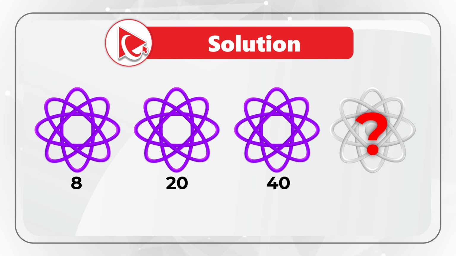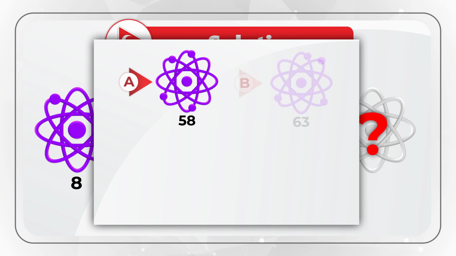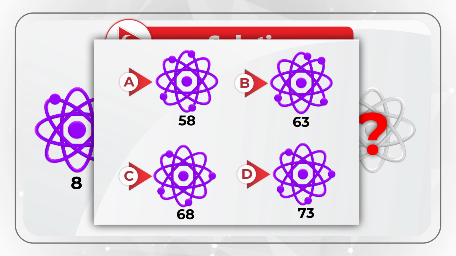Let's look closely at the shape here. The shape consists of small spheres, and the number of spheres increases with every shape. First shape has 1 sphere, second shape has 2 spheres, and third shape has 3 spheres. So we can reasonably conclude that the fourth and missing shape will have 4 spheres. Well, this is not much help here, because if you look at the choices A, B, C, and D, they all have 4 small spheres.